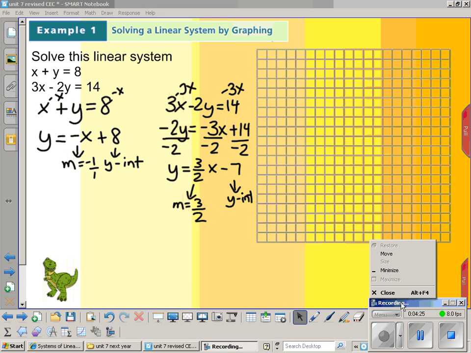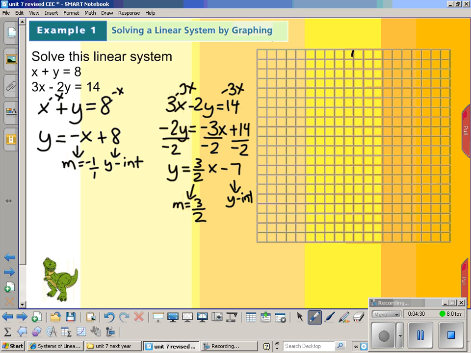All right, so we'll draw our axes. There's our x-y axes. If we start with the first one, y = -x + 8, graphing using the slope-intercept method means we start at the y-intercept. So we go up 8, and we put our first point. Our slope is -1 over 1. So from 8, that means we go down 1, over 1, down 1, over 1, and we repeat this process.